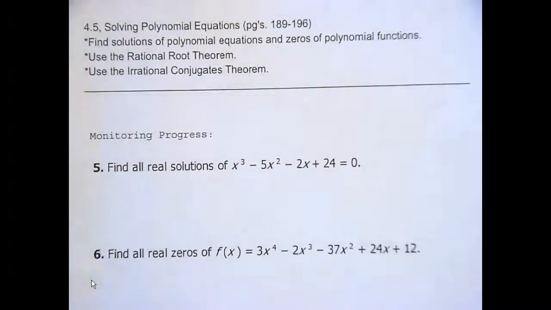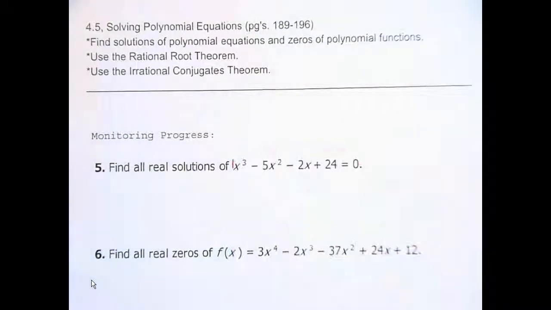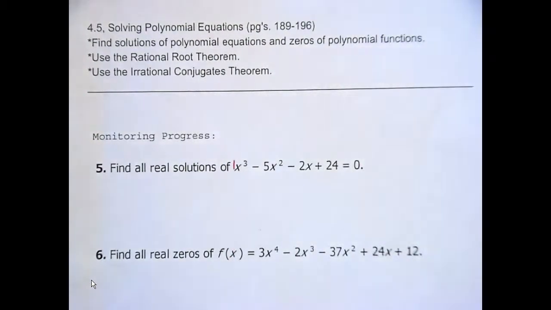We're going to continue with 4.5 today, solving polynomial equations. I want you to try number 5 on your own. Okay? Right now on your own, think about all the factors of 24. Our a term happens to be 1, so we don't have to really worry about that right now, but think about all the possible solutions you could have, and try to find a linear factor that goes into that.